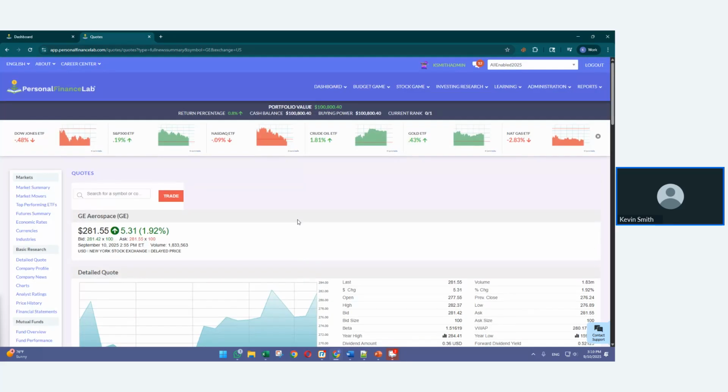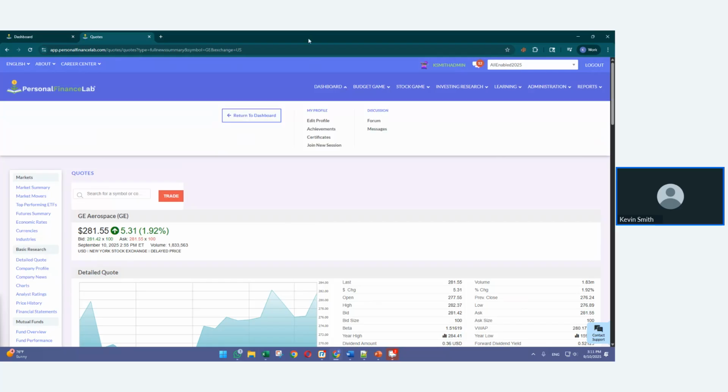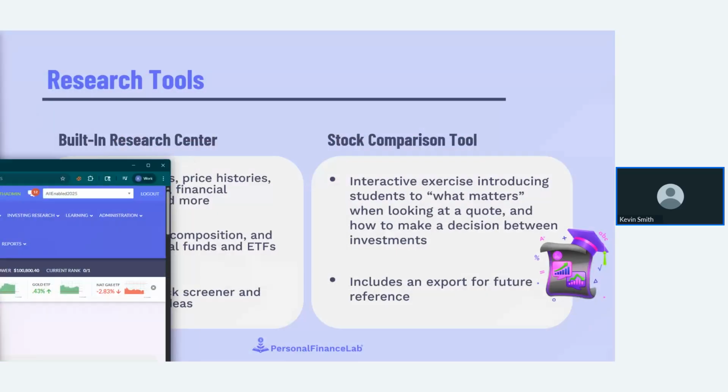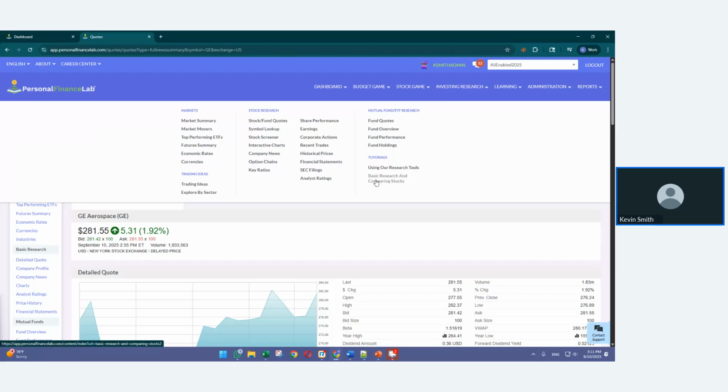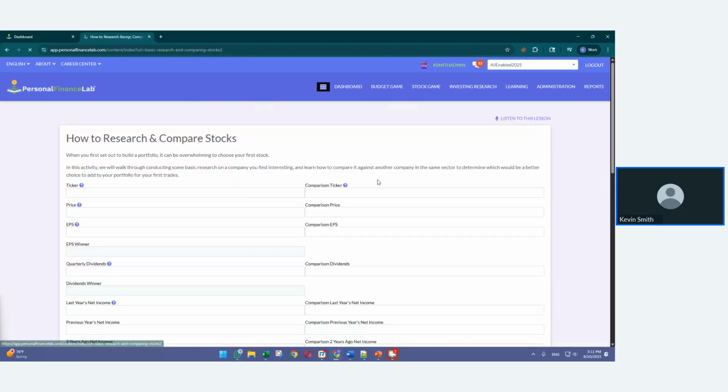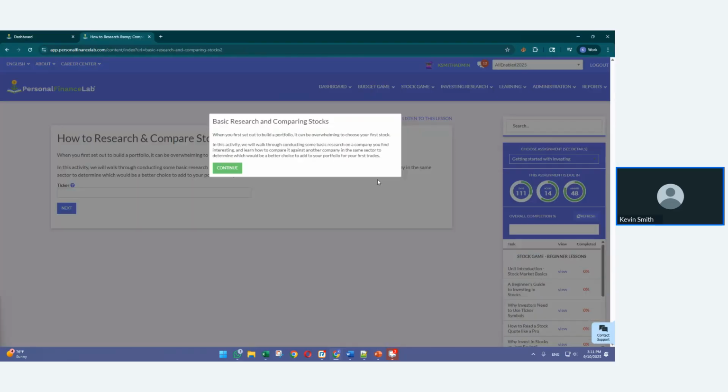And then for a student looking at all this for the first time, it's absolutely overwhelming, which is why we have the fourth of our tools here, what we call the stock comparison tool. In investing research, there's an item here called basic research and comparing stocks. And it's also an assignment item in those 10 items that I selected to help students get started with it. And this is a tutorial of how you would actually do research on a stock for the first time. And we built this right into the stock game.